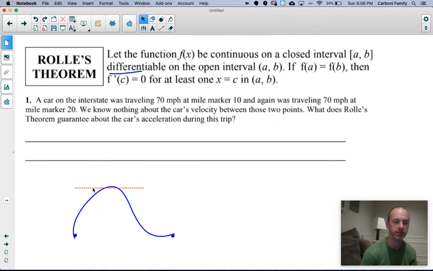In other words, you must have a horizontal tangent somewhere between the two endpoints if you begin and end at the same value. And it's guaranteed at least once. Could happen more than once.